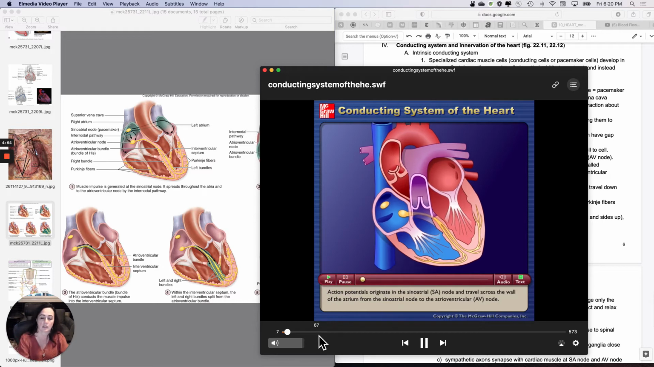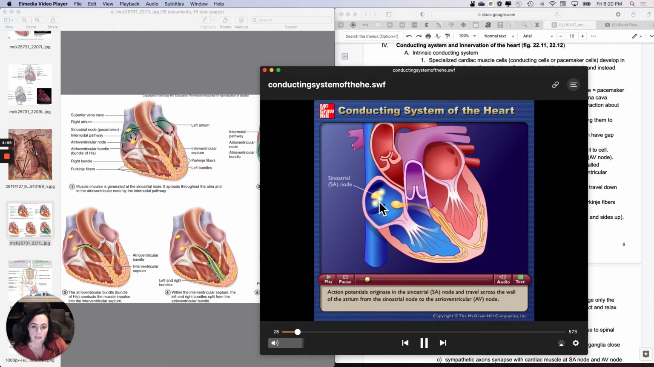SA node sends a signal through the atria, and then the atria are going to contract. And then the AV node, AV bundle, left and right bundle branches, and then the ventricles. And we'll see the contractions in just a second.